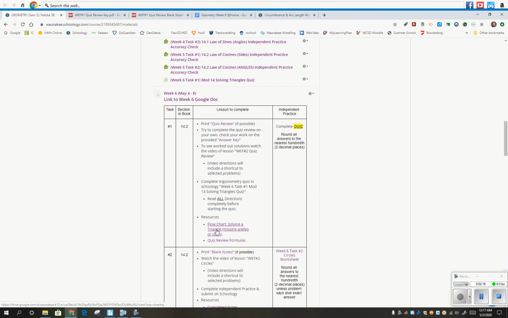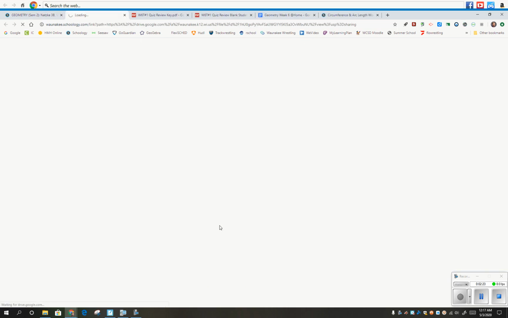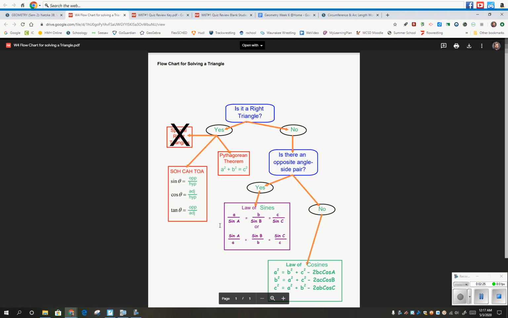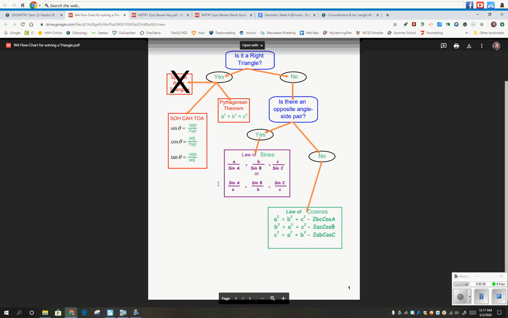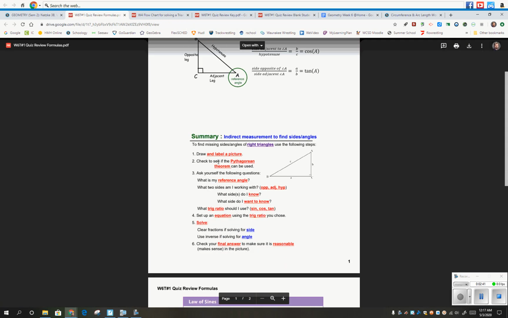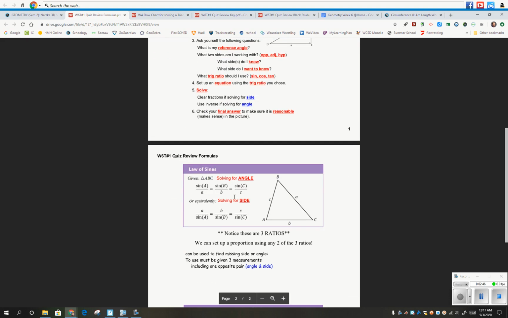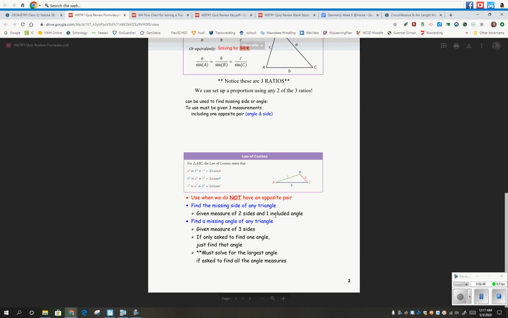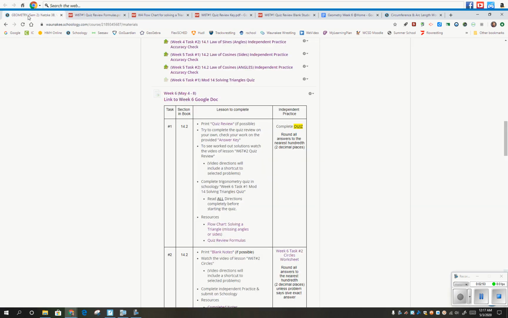There are some resources. There's a flow chart, and this is probably the first part of the video I'll talk about. We've talked about this the last couple of weeks. This flow chart tells us how to know how I'm going to solve the triangle. What am I using? We've got the quiz review formulas. These are all the formulas that we'll use: SOHCAHTOA, and a summary on when I'm using SOHCAHTOA and what questions to ask yourself, plus the law of sines and law of cosines. You did have these in your notes from previous weeks, but here they're all combined into one file.